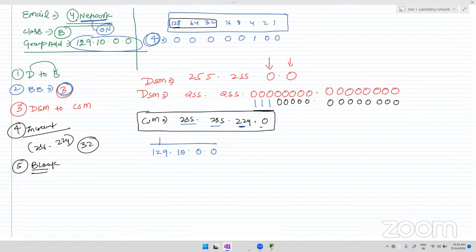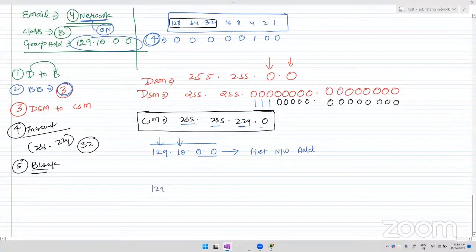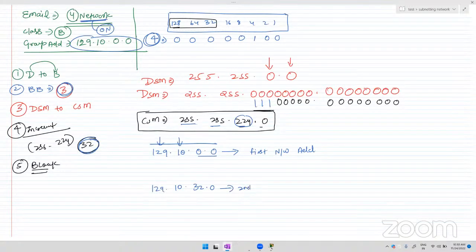Now, the first 2 octets stay as they are in every network, and the remaining octet is always free. So right now both octets are 0.0. That means this one is my first network address. The first 2 octets are represented as is, and we need to fill the third octet. So in the third octet, which value? The increment value, 32. 32.0. This one is my second network.